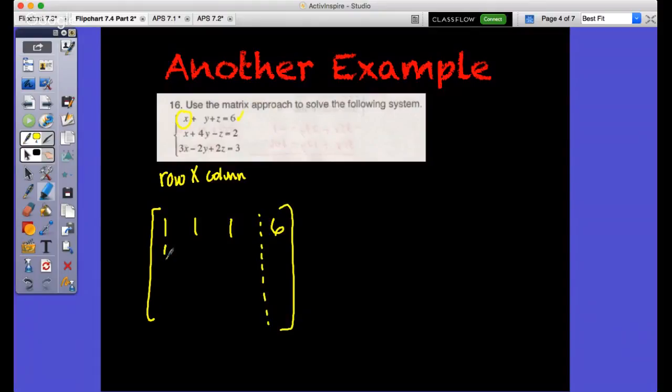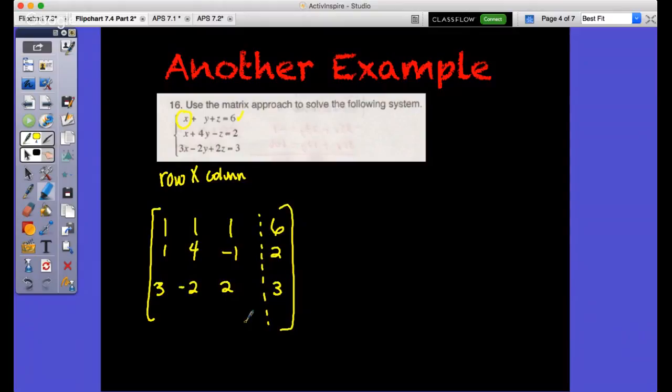The second equation would be 1, 4, -1, and 2. Notice, if I didn't have this z here, if this was gone, I could then say 0. I want to make sure I fill in with that 0. This is not the case, so we're okay. The next one is 3, -2, 2, and 3.